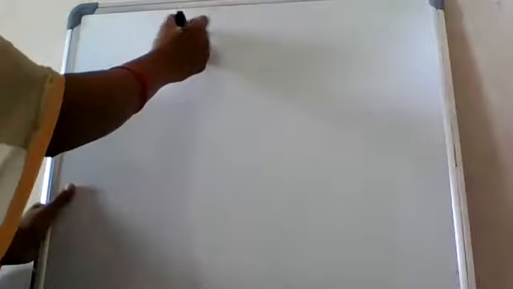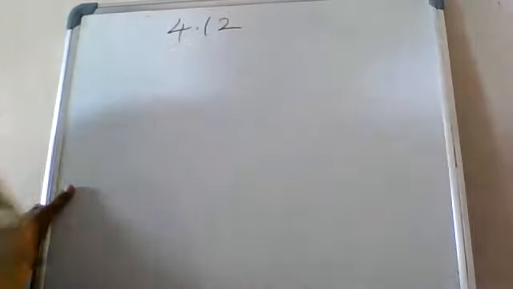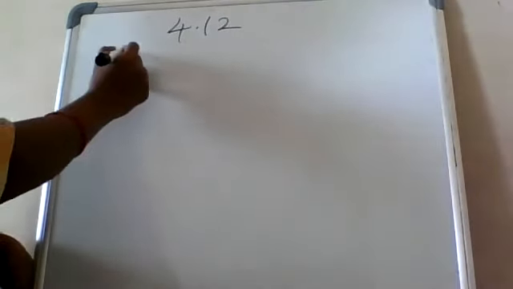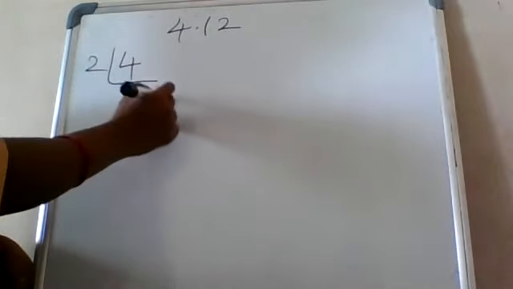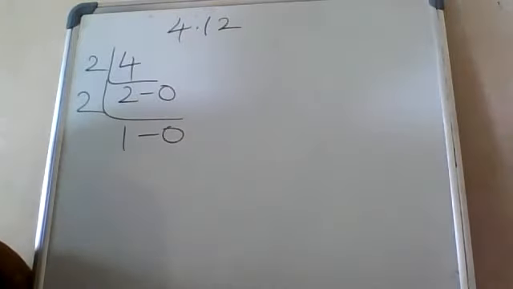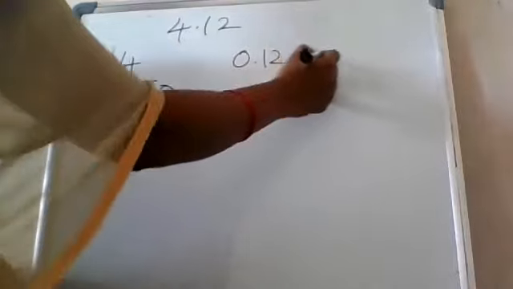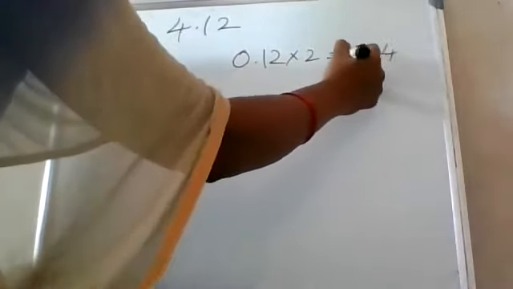Next, 4.12. First we take the number 4. 2 times 2 is 4, remainder 0. 2 times 1 is 2, remainder 0. Next 0.12 multiplied by 2.